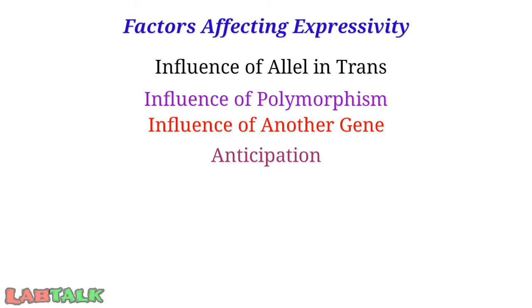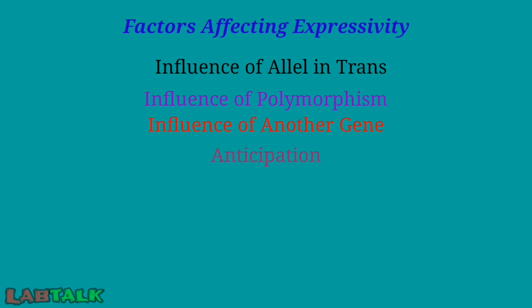Next factor is anticipation. Anticipation is a term used to describe transmission of a dominant disorder with an earlier onset and more severe manifestation from one generation to the next. Next factor in the expressivity is the influence of sex. Clinical presentation of a monogenic disorder may depend on the sex of the affected individual. In some cases, a particular clinical symptom may be present in only one sex.